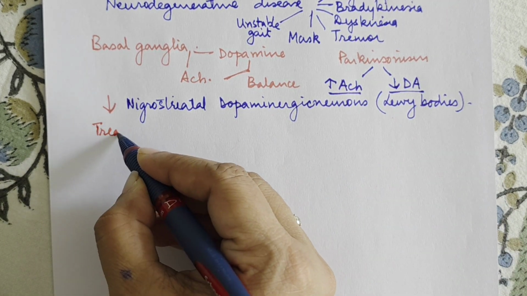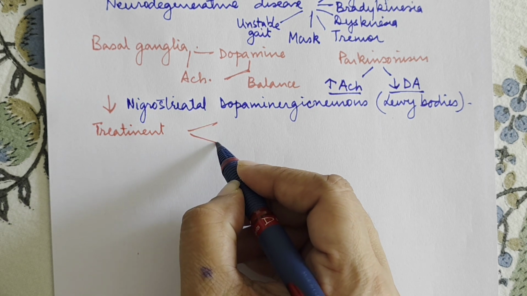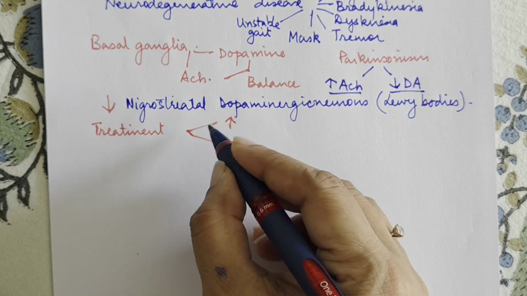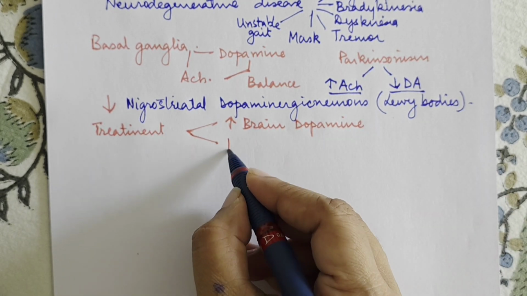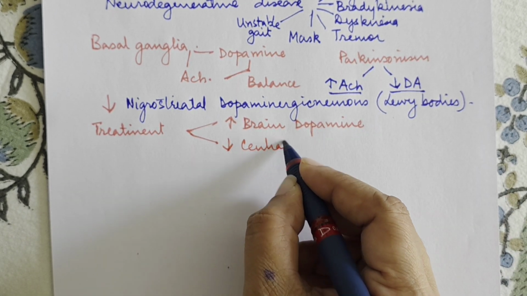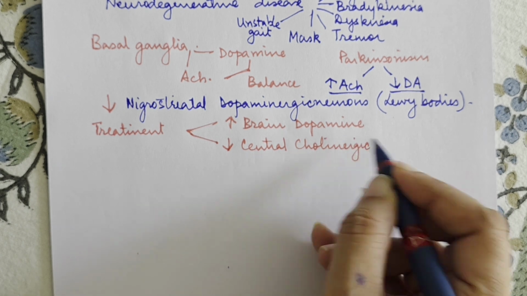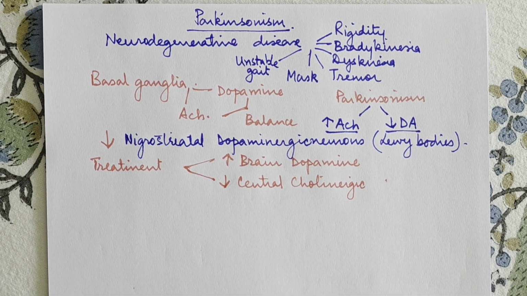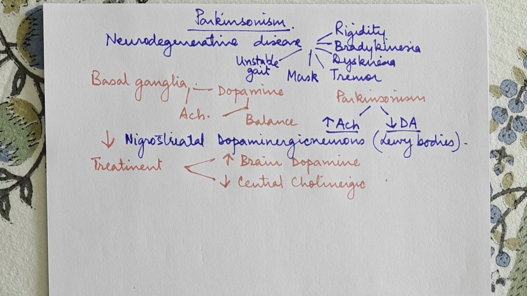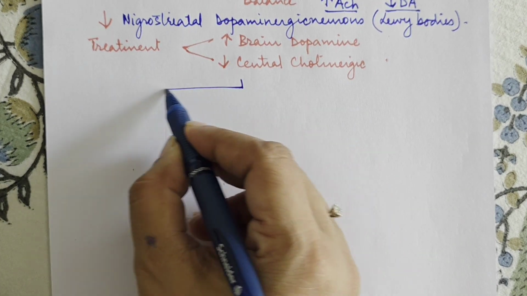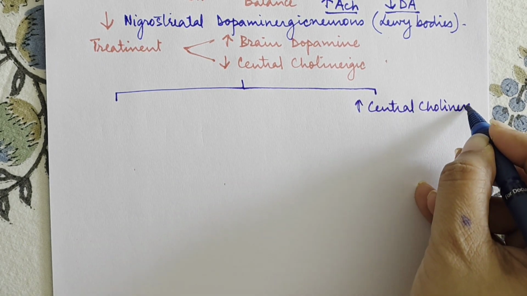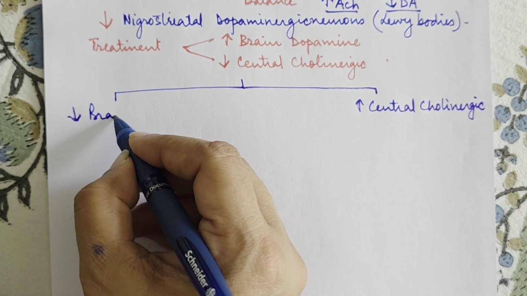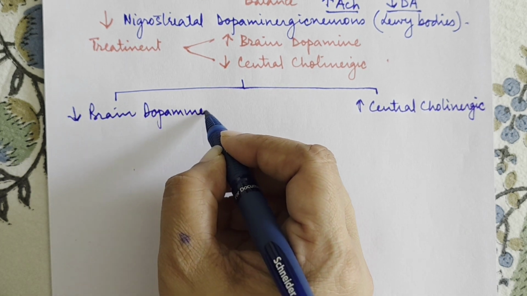So the treatment is mainly focused on two things. The first mainstay of treatment is to increase the brain dopamine activity, right? And the second therapy is to reduce the central cholinergic activity. So these are the two important features. These are the important mainstays of therapy in Parkinsonism: to increase brain dopamine and to reduce the central cholinergic activity. Okay, these are the two mainstay therapies.